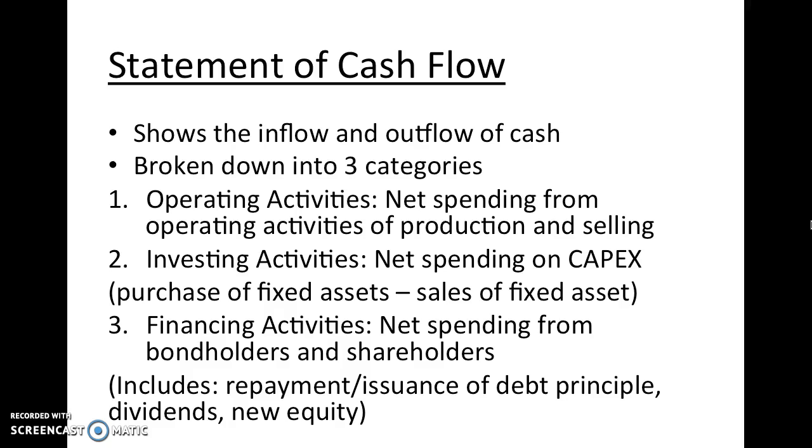I'll give you an example of that. If you buy a truck for $20,000 and you sell your old truck for $5,000, that means your investing activities will go down by $15,000. So the net spending on trucks is $15,000. How is that? You bought a truck for $20,000, you received $5,000 for selling the other one, $20,000 minus $5,000, $15,000 on investing activities.